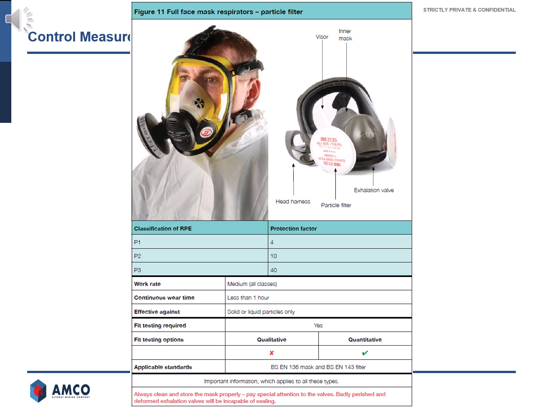Full-face mask respirators with particle filters, usage guidelines. Classification and protection factor. P1, protection factor of 4. P2, protection factor of 10. P3, protection factor of 40. Work rate, suitable for medium work rates. Continuous wear time, recommended for less than or equal to 1 hour.